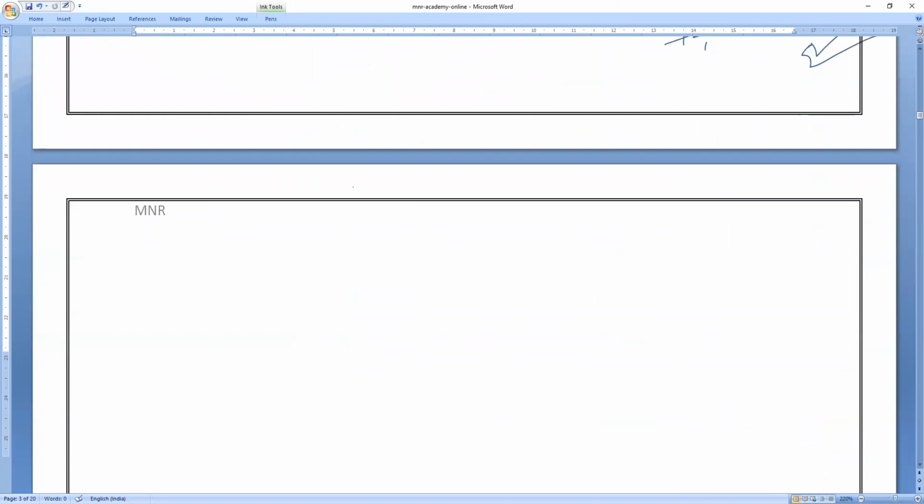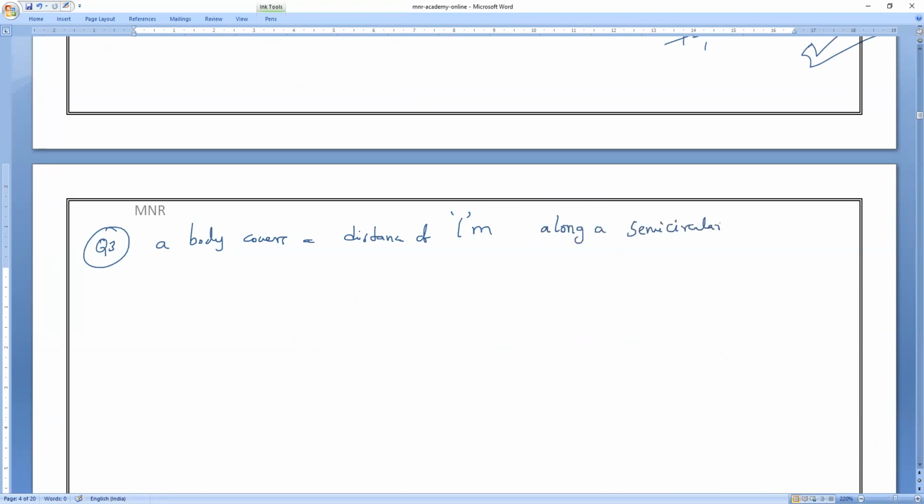Right, next question. Question 3. A body covers a distance of L meters along a semicircular path. Be very careful. Along a what path? Semicircular path. Semicircular path means complete circle or half circle? Half circle.